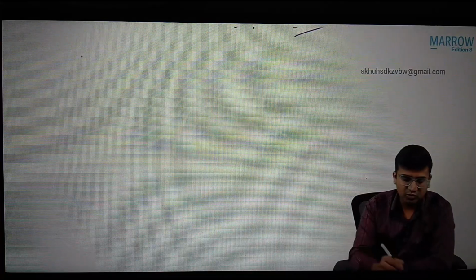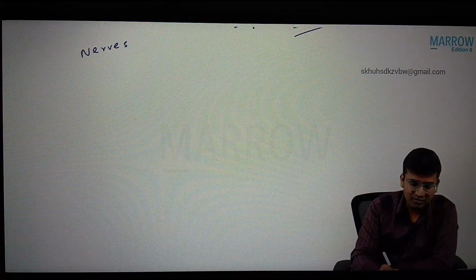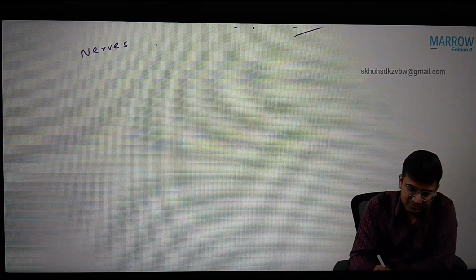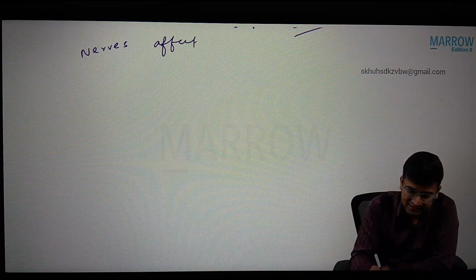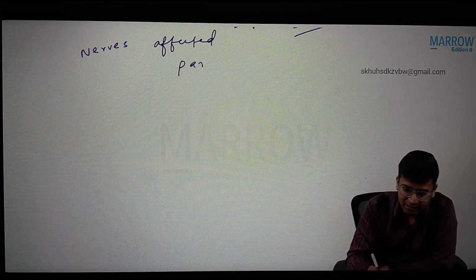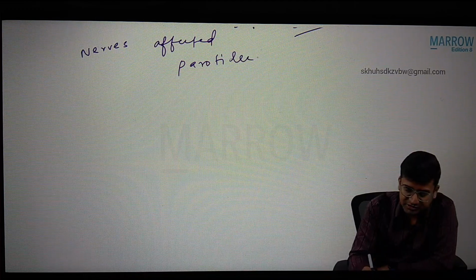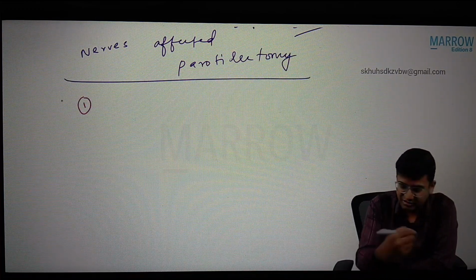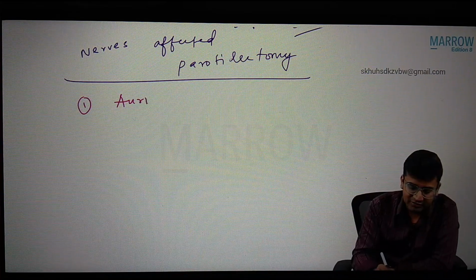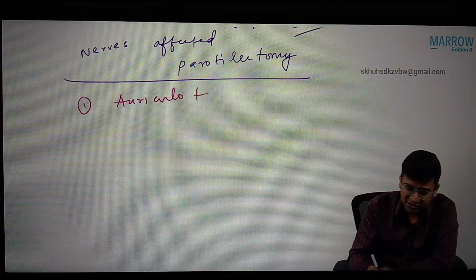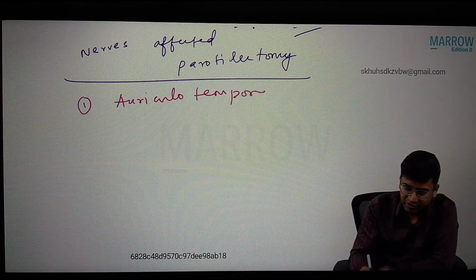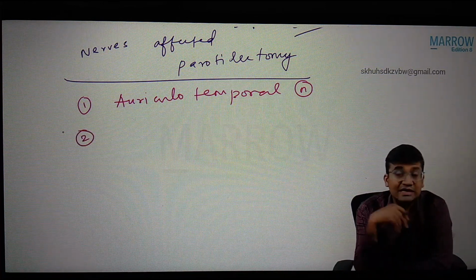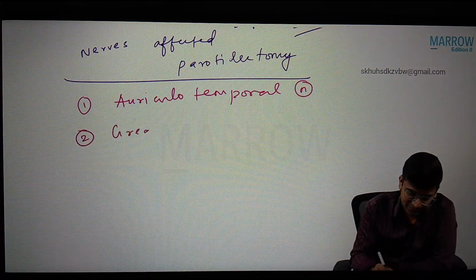So now, what are the nerves which may get affected while doing parotid surgery? Nerves affected during parotidectomy procedures. Number one, just now I told you, the auriculotemporal nerve, which may be damaged during parotid surgery. Number two, great auricular nerve.